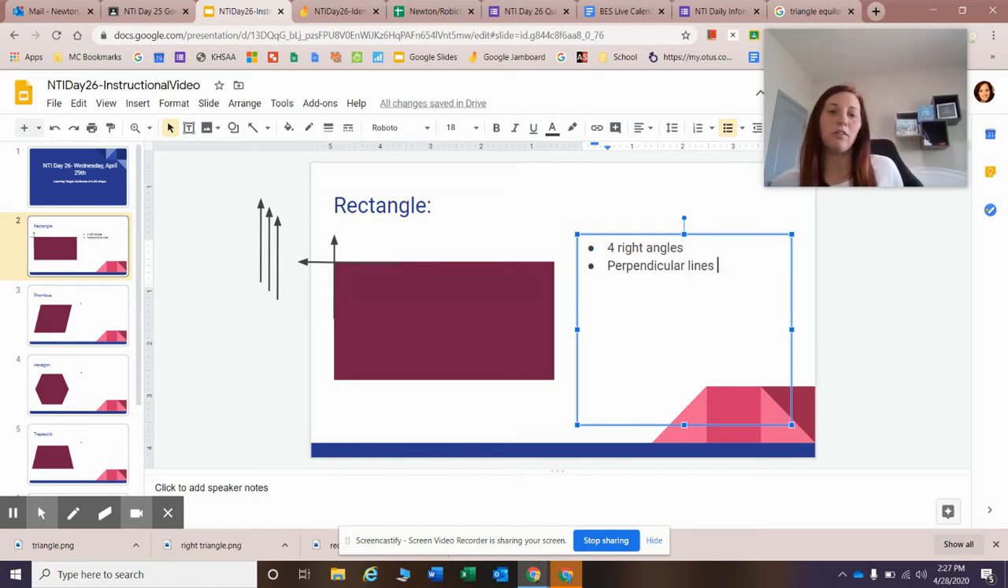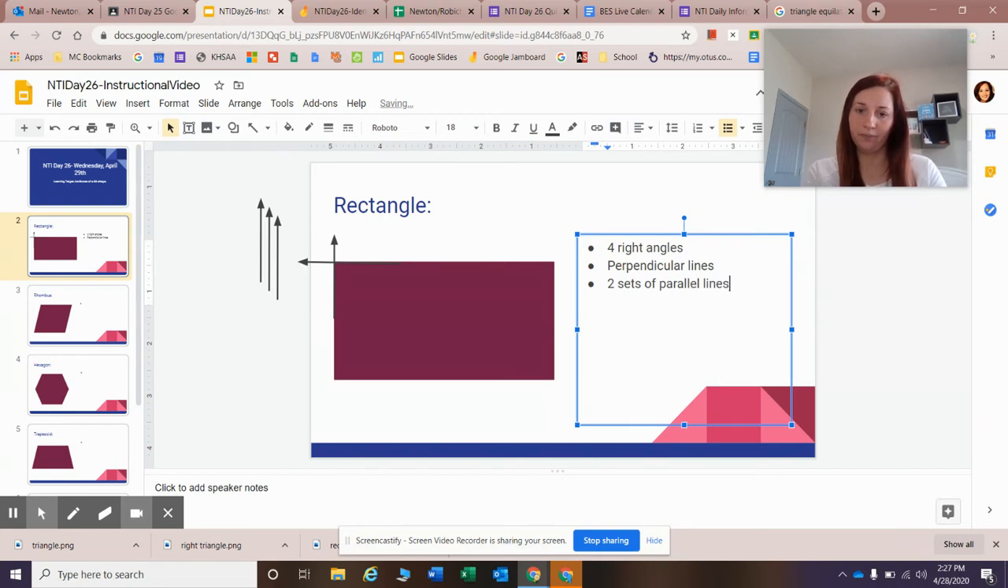So those would be some attributes that a rectangle has. Do you see where we're able to identify that? You have to think of all your different types of lines and all your different types of angles. So let's go through them. Does it have an acute angle? No. Does it have obtuse angles? No. Does it have right angles? Yes, it has 4 right angles. Now let's go through our lines. Parallel lines. Does it have parallel lines? It does. It has 2 sets of parallel lines. Intersecting lines? No, not intersecting, because remember, they make a V shape. But it does have perpendicular lines. So those would be our 3 attributes: 4 right angles, perpendicular lines, and 2 sets of parallel lines.